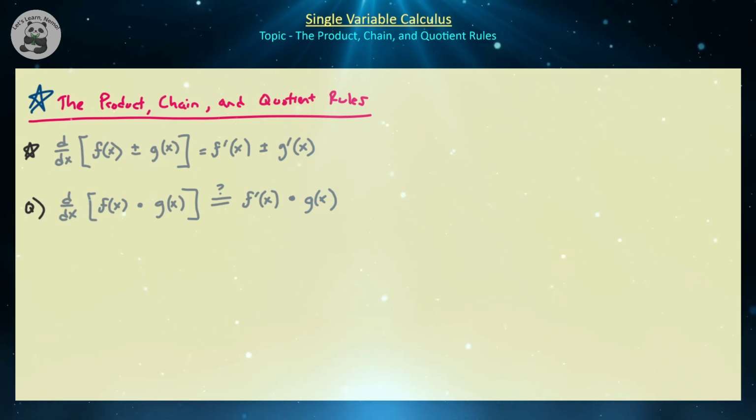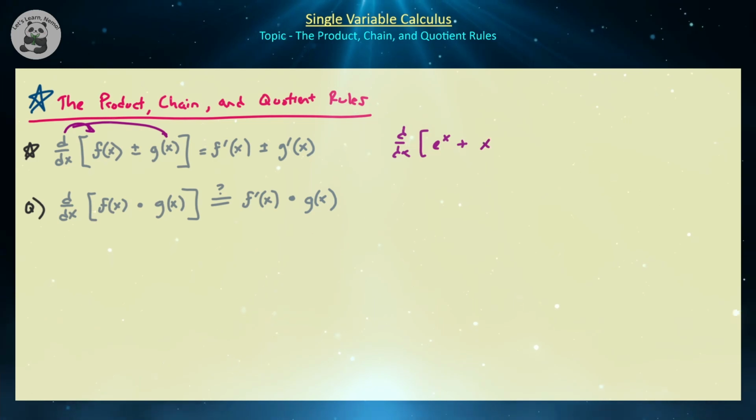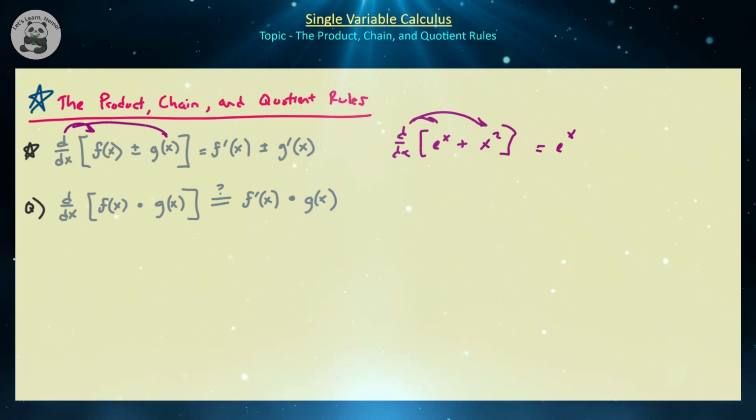So up to this point, we already know that derivatives can distribute nicely over sums and differences of functions, provided that those functions themselves are differentiable. For example, if you have the derivative of e to the x plus x squared, we can just take the derivative of e to the x and x squared independently and just add those derivatives up, and that would be the derivative of the sum of the original function, in particular e to the x plus 2x.